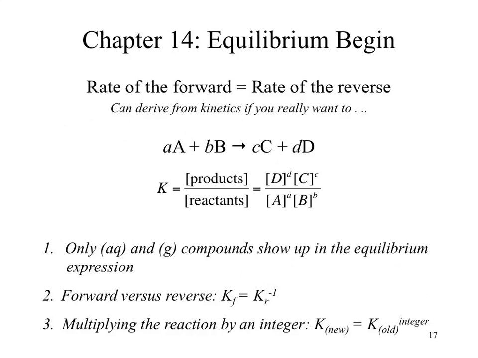What happens if we multiply that reaction by a whole number integer? Let's pick that top reaction and say I want to multiply everything by 2. What happens to the equilibrium constant? What's the coefficient now? What's the exponent on D? 2 times D. What's the exponent on C? 2 times C. So when we multiply by a whole number integer, it's the same as holding our old equilibrium constant to that power.